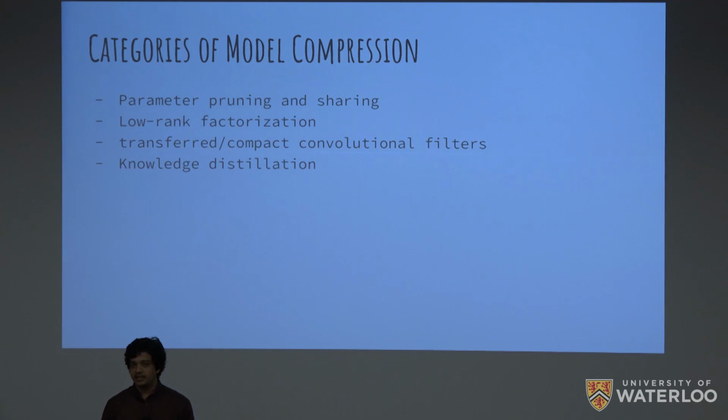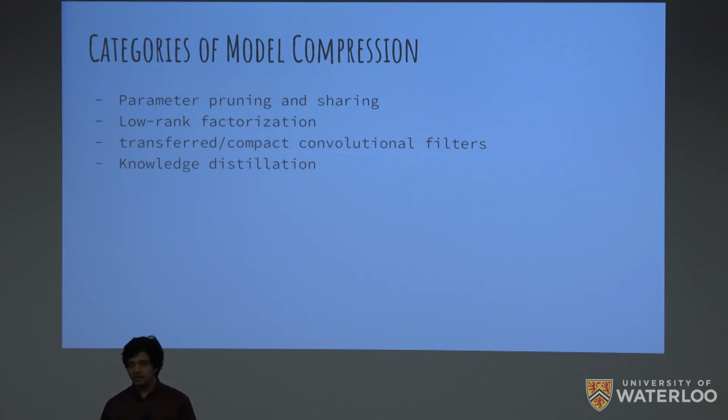So model compression techniques can be categorized into four major sects. The first one is parameter pruning and sharing. What happens over here is you identify redundant parameters in the neural network and then delete them or prune them out. The second method is low rank factorization, where you use matrix decomposition techniques to reduce the rank of the parameter matrix and identify which are the informative parameters. So the first two are pretty much similar.